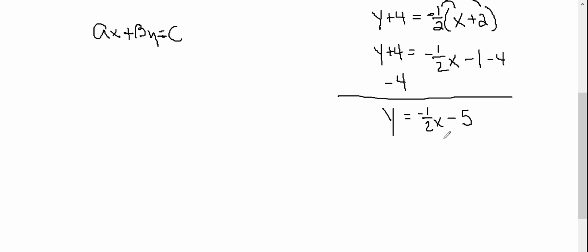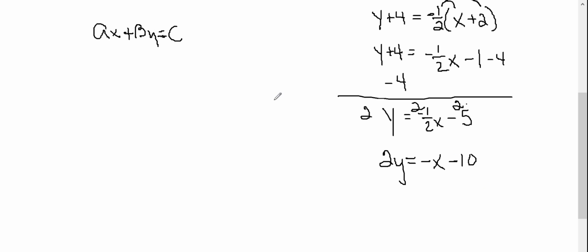So how do we get rid of fractions? We clear the problem of fractions by multiplying everything by the LCD. All right, so this is relatively easy because I'm just going to multiply everything by 2. 2, 2, and 2. And when I do, I get 2y equals, what is that, negative x minus 10.